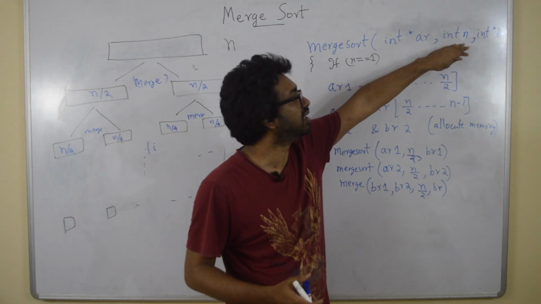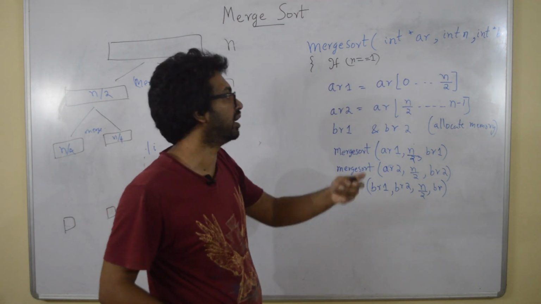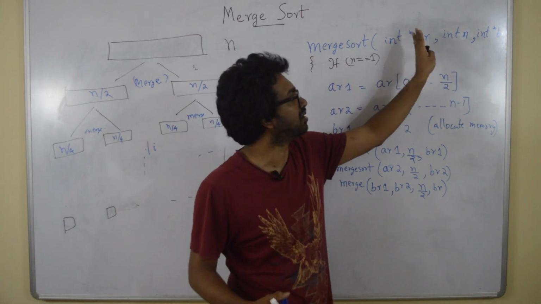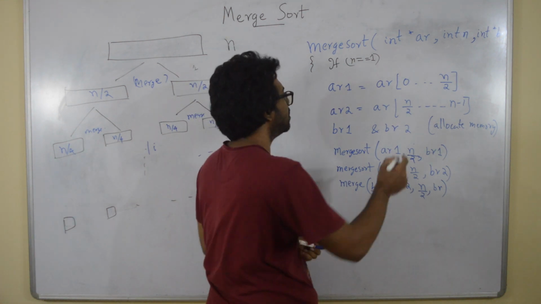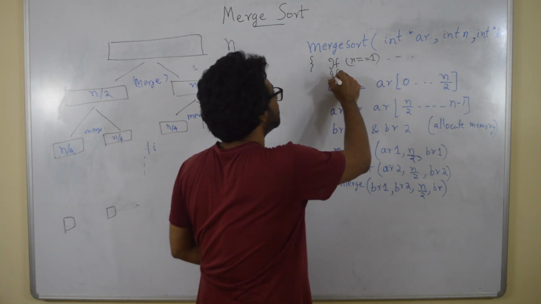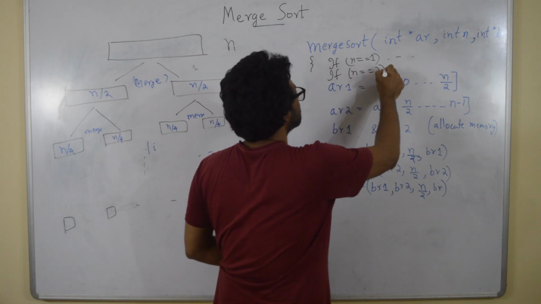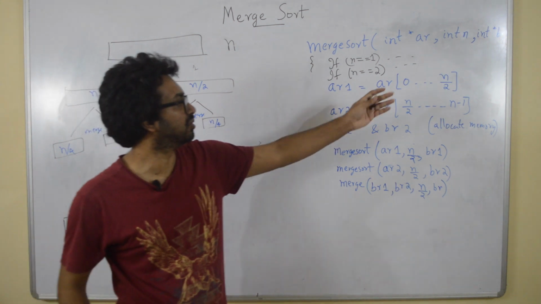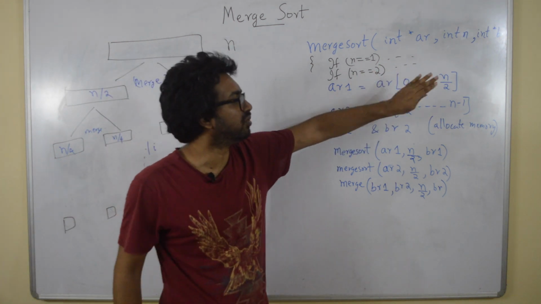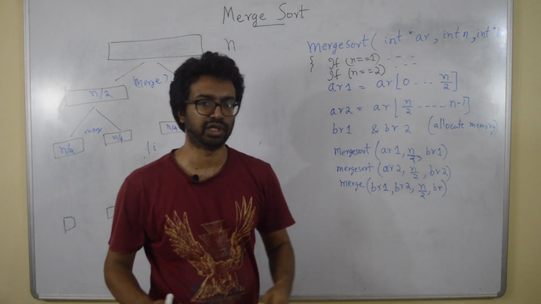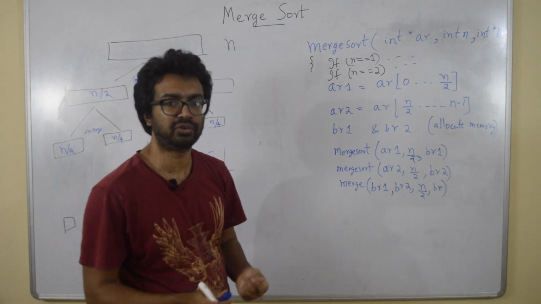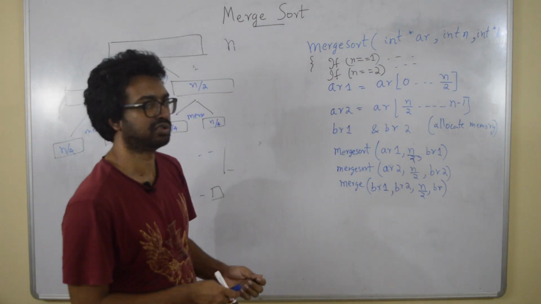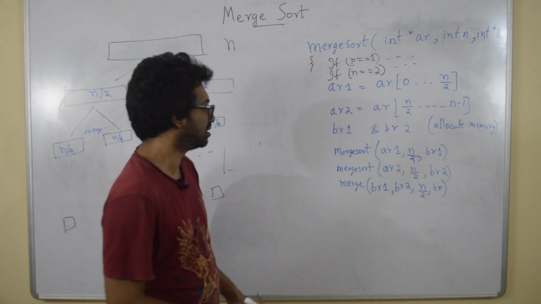So if n is equal to 1, there's only one element in the array, so there's nothing to solve. Since the output is the BR array, you just copy what is in AR there. And similarly, if n is equal to 2, because we had our base case to be n is equal to 2, we just compare the two elements and then copy the smaller one first into BR and then the second. Okay, that's it. This is merge sort.